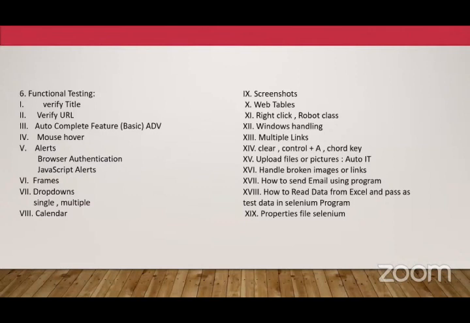So I have listed out some features of a web application, like verifying the title, whether the correct title is displayed or not. Verify the URL, like if you open the URL, is it navigating to the correct page or not? Autocomplete feature meaning is what? You are trying to type something, for example in Amazon or in Google, you search something. At the bottom, it will give you some suggested list options. Did you see that one? Yes. So that we call the autocomplete feature.